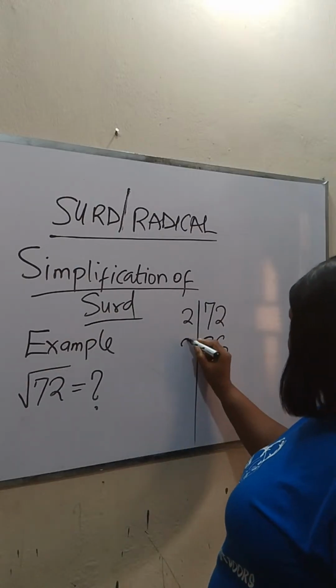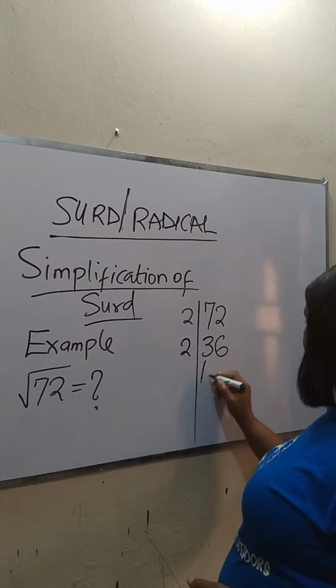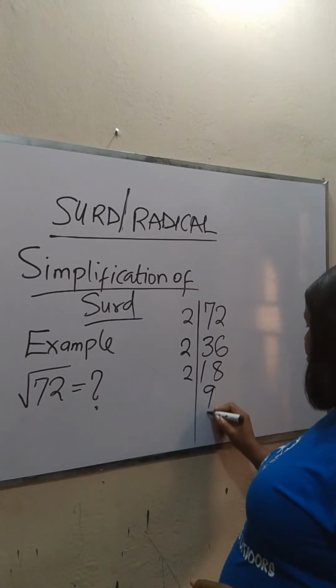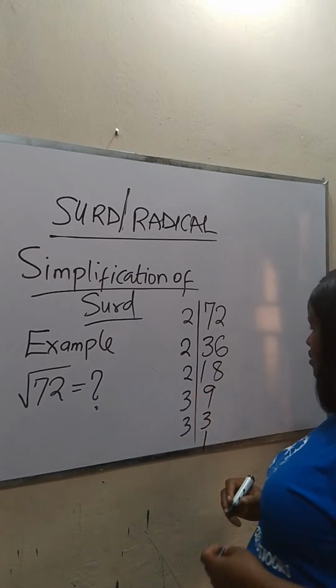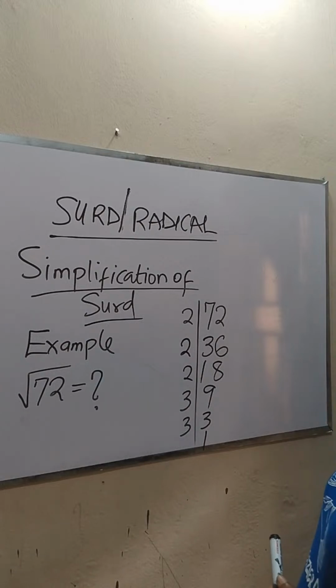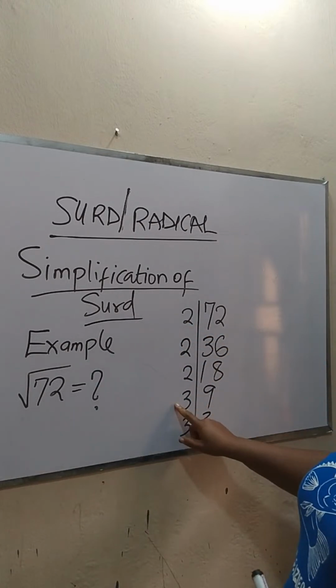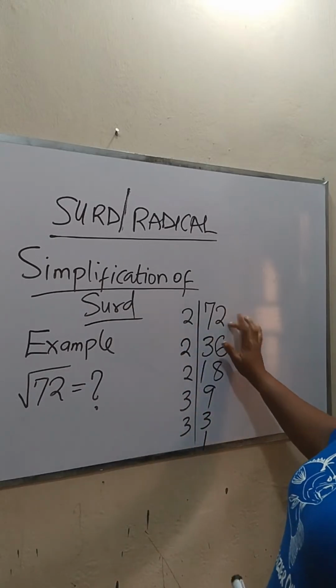Let's go. So we divide by 2 again. 36 divided by 2 gives us 18, right? Divide by 2 again, we get 9. Divide by 3, we get 3. Divide by 3, we get 1. All right? So have you seen it? If you multiply everything we have here, we get back here. See, 3 times 3 is 9. 9 times 2 is 18. 18 times 2 is 36. 36 times 2 is 72.